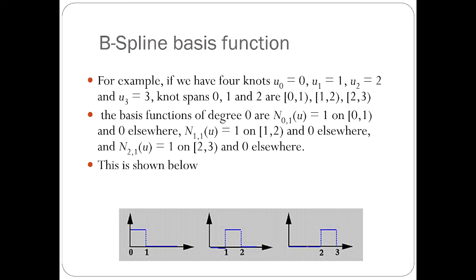For example, we take 4 knots: u0 equal to 0, u1 equal to 1, u2 equal to 2, u3 equal to 3. The knot spans are 0 to 1, 1 to 2, 2 to 3. So the basis functions of degree 0 are N0,1 of u equal to 1 on [0,1) and 0 elsewhere, N1,1 of u equal to 1 on [1,2) and 0 elsewhere, and N2,1 of u equal to 1 on [2,3) and 0 elsewhere. This is shown in the figure. See here.